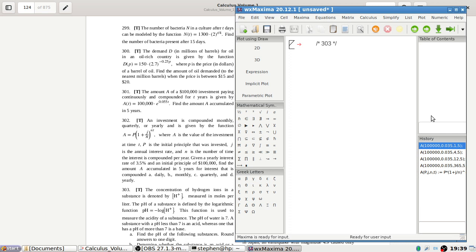303. The concentration of hydrogen ions in a substance denoted by concentration H plus measured in moles per liter. The pH of a substance is defined by the log function. This function is used to measure the acidity of a substance. The pH of water is 7. A substance would be acid. Find the pH of the following substances.